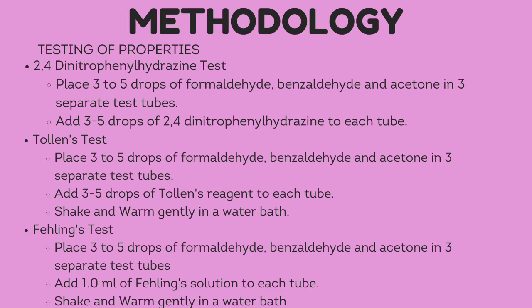Next is the Tollens test. Again, we place 3 to 5 drops of formaldehyde, benzaldehyde, and acetone in 3 separate test tubes and add 3 to 5 drops of freshly prepared Tollens reagent to each test tube. After that, we shake and warm it gently in a water bath for 3 minutes.